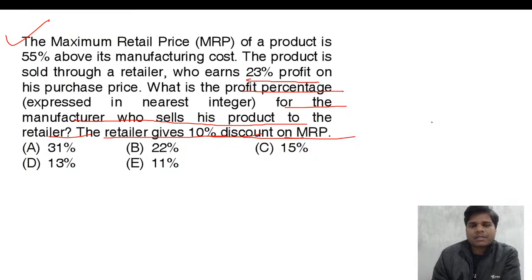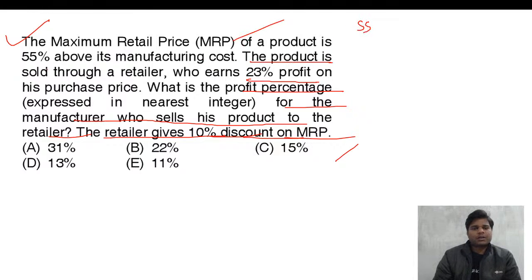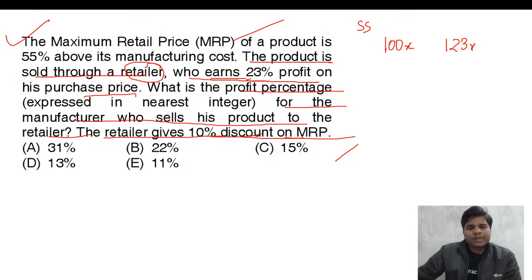So the maximum retail price of a product is 55% above its manufacturing cost. The product is sold through a retailer who earns 23% on his purchase price. So suppose the retailer purchases at 100, anything we can take, this is the cost price for the retailer, and he will sell at this much, then he will get a profit of 23%. Fine. What is the profit percentage for the manufacturer who sells his product?